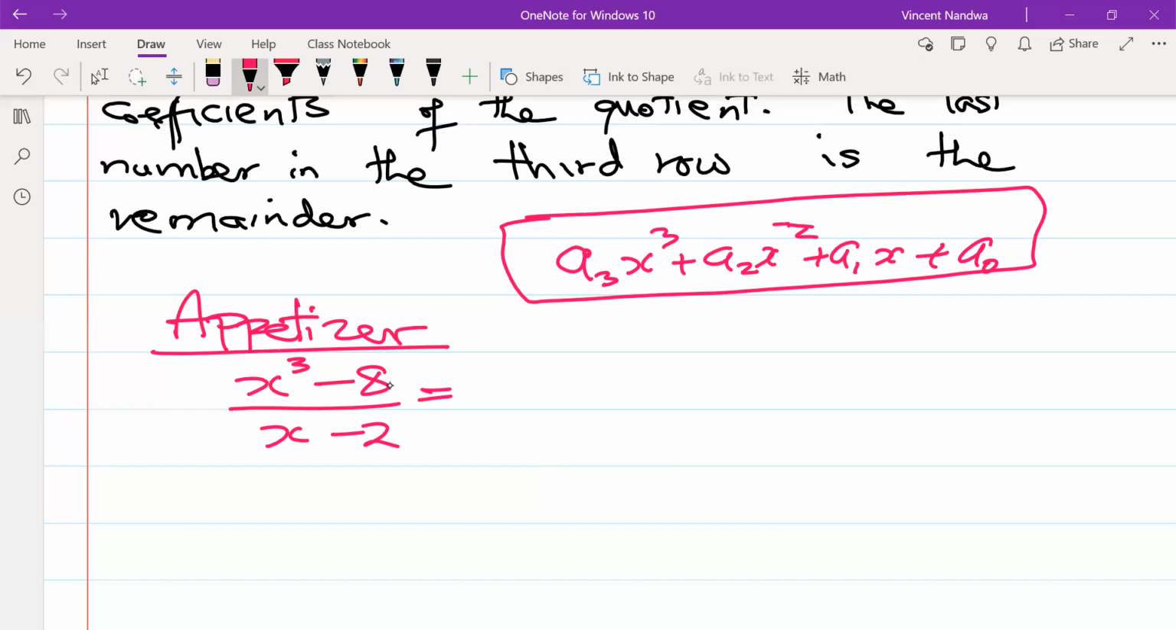Okay, I want you to use your eyes. What is the coefficient of x power 3? What is the number before x power 3 in this numerator? Or you are not happy with that question?